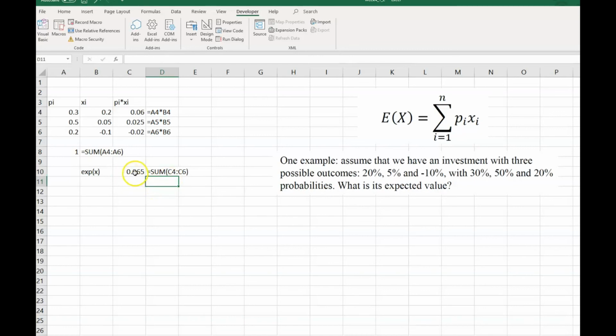Okay. So this means if we have three possible outcomes with 30%, 50%, and 20% probability, the corresponding returns are 20% in the first case, 5% in the second case, and negative 10% in the third case or scenario. Okay. Our expected value is 6.5%.